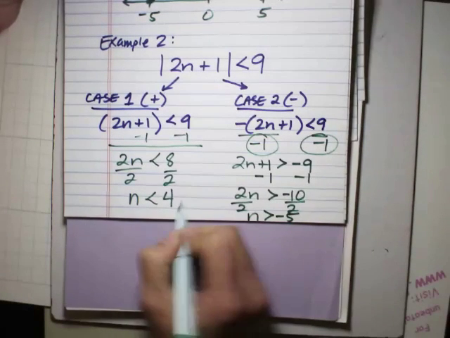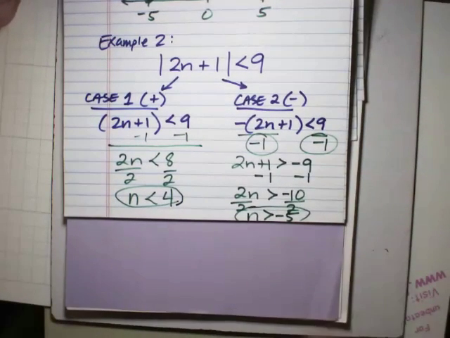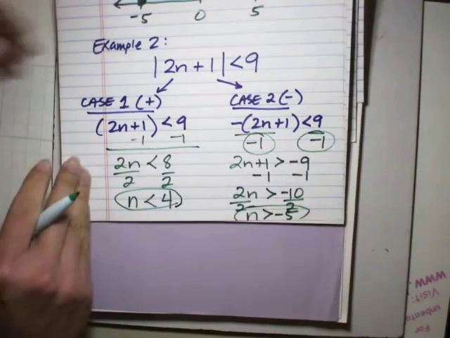Okay, I have these two solutions now. I have n is less than 4 and n is greater than negative 5. Let's graph that and see what we have.